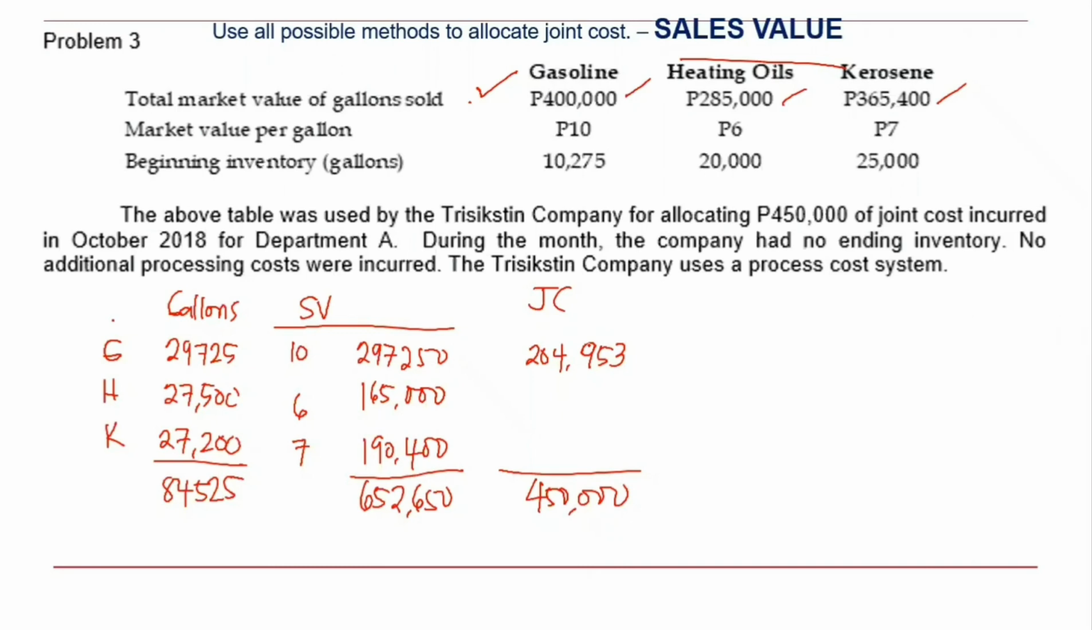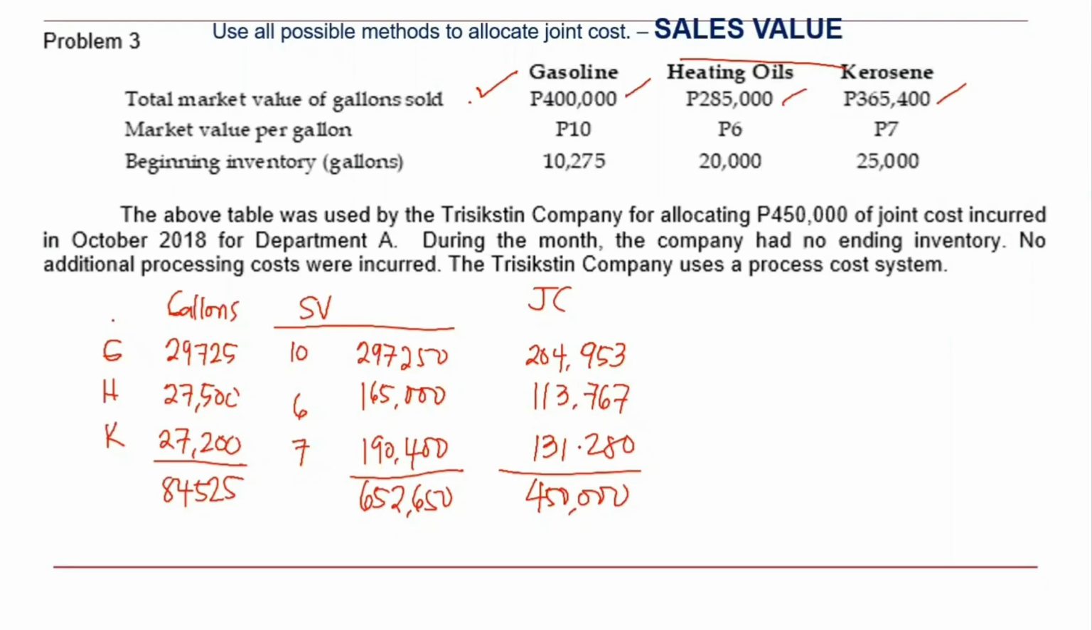450,000 times 165,000 divided by 652,650. So the answer is, okay, double check, 113,767. And 190,400 times 450,000 divided by 652,650. So the answer is 131,280. So 131,280 plus 113,767 plus 204,953.